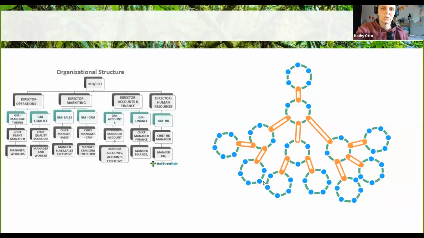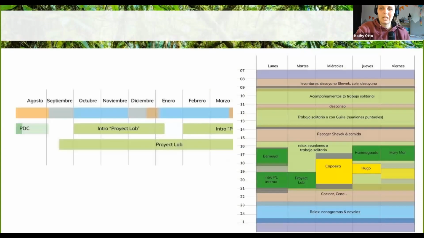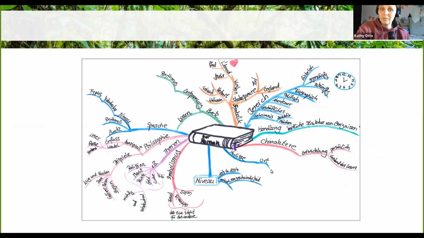This is a traditional structure. This would be the map of a sociocratic structure. We can map networks, again the social landscape. We can map time, like the year or the week or the day. These are all maps. We even do it all the time. There are mind maps of ideas. This one is in German.